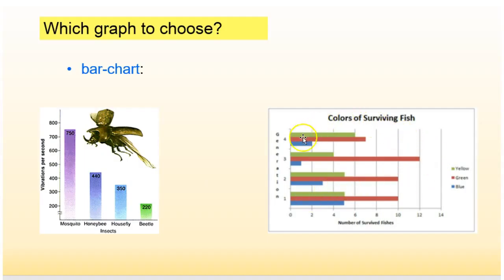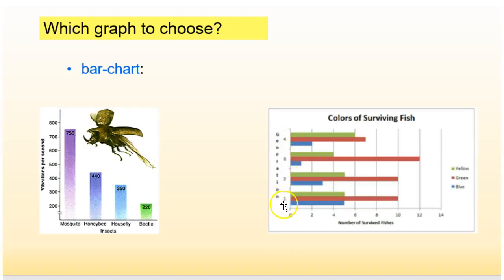Have a look at this one over here, the colors of surviving fish. We are looking at yellow and green and blue fish. They're the different groups that we are looking at, whereas over here we were looking at mosquitoes, honeybees, houseflies and beetles. But in this case, not only are we looking at these different groups, but we're looking at them in different situations as well. In this case, it's how many generations.